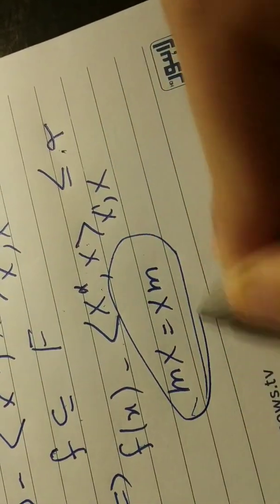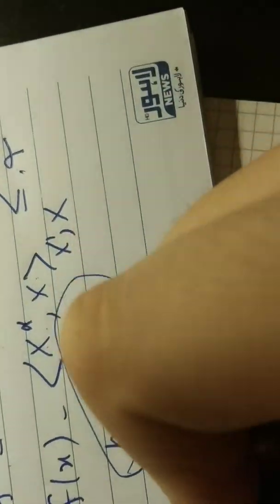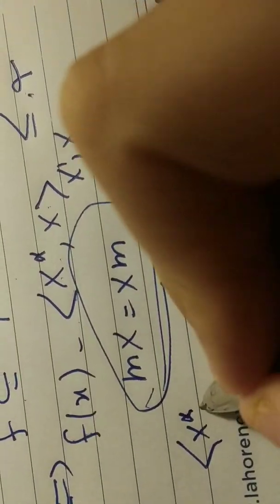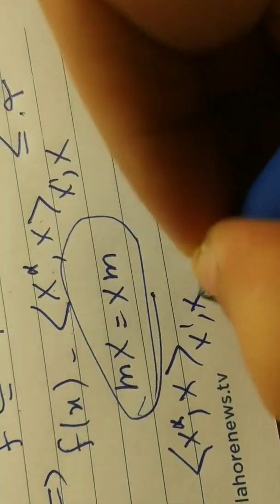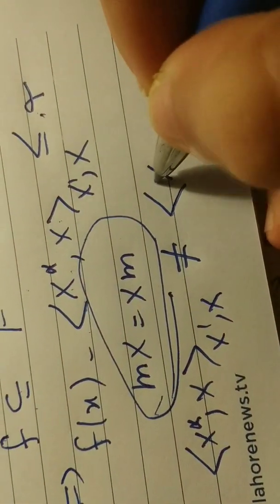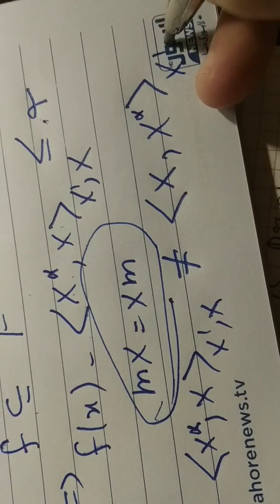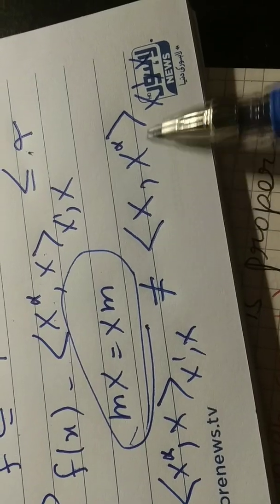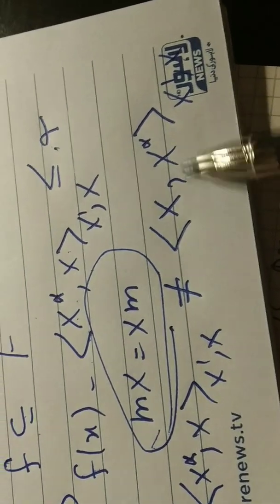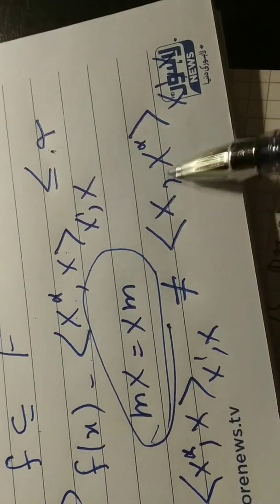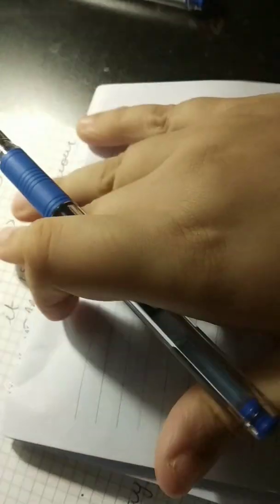We can change it like this, but for the inner product, like if we have x star comma x, we can't interchange it like this. The inner product of x and x star and the inner product of x star and x are not equal in general.